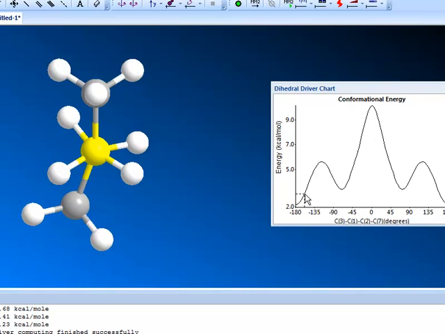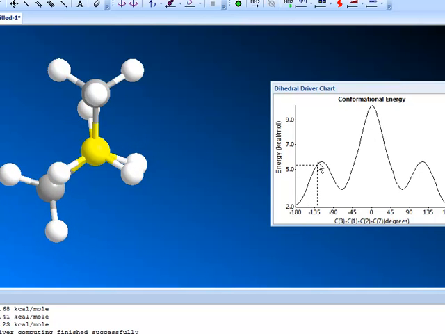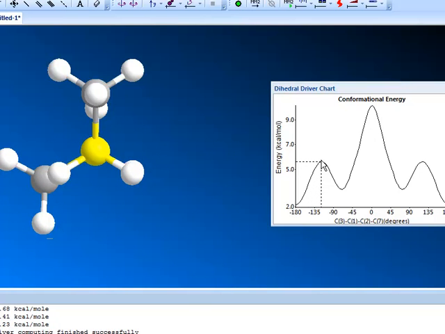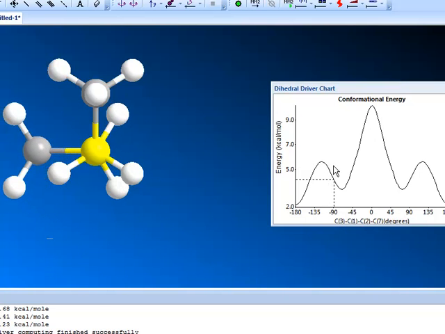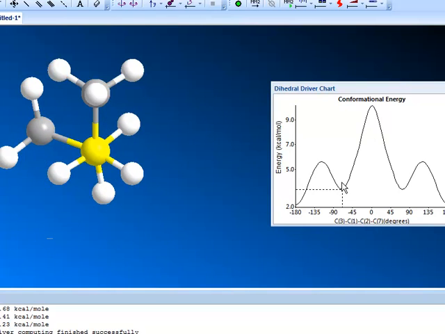not interacting. As we move up this curve, we can start to see that the first minimum is based on an eclipsing interaction between a methyl group and a hydrogen. Once that moves into the gauche position, we see that the energy goes down. We now have a system in which the two methyl groups are gauche to each other, which is why this minimum is higher than the first minimum, the anti-conformation.